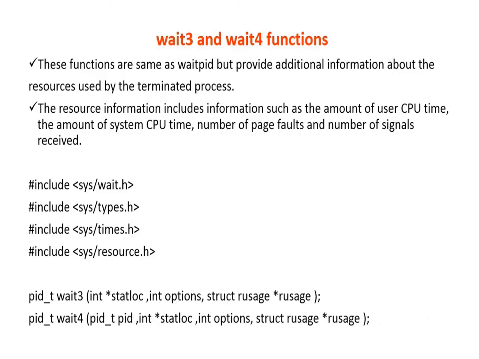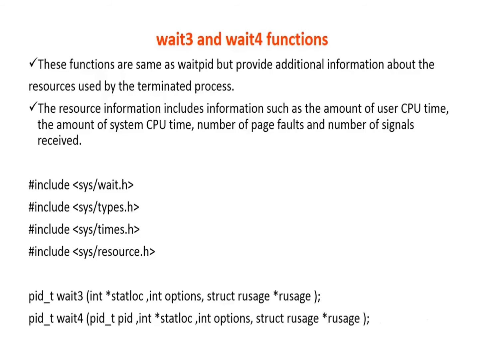Next are the wait3 and wait4 functions. These functions are the same as waitpid, but they provide some additional information about the resources used by the terminated processes. The resource information includes the amount of user CPU time, the amount of system CPU time, the number of page faults, and the number of signals received. All this information will be given to the parent process.